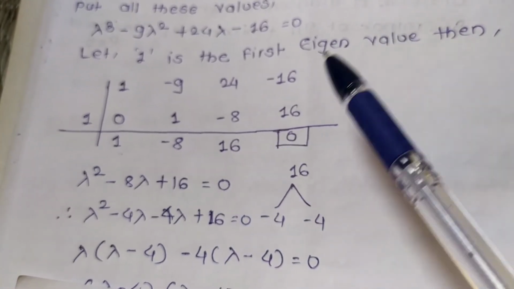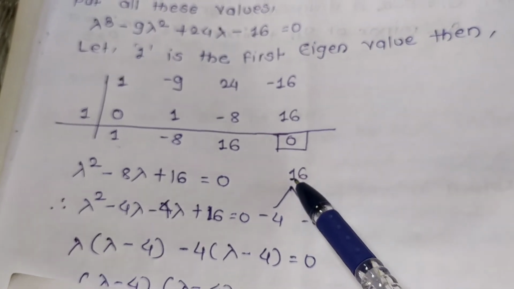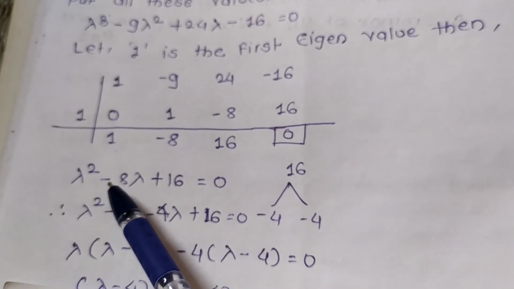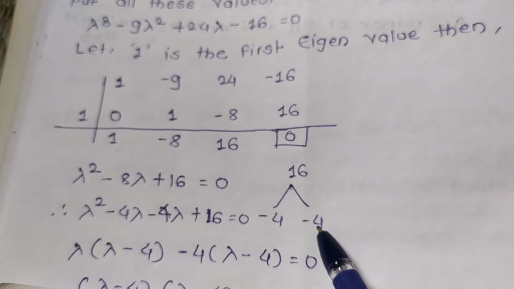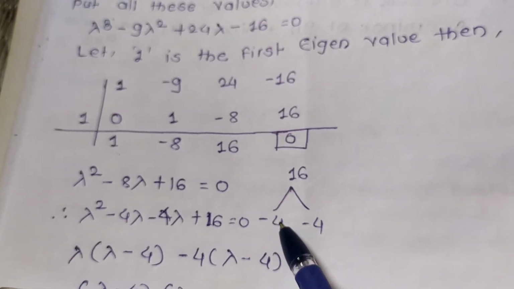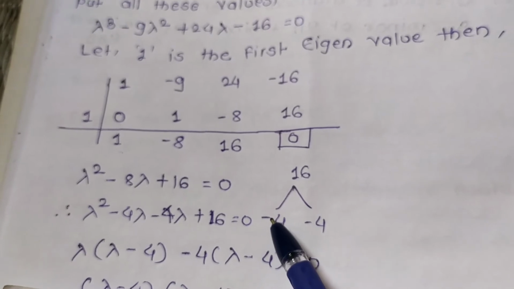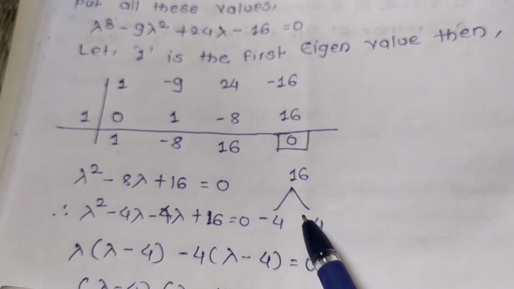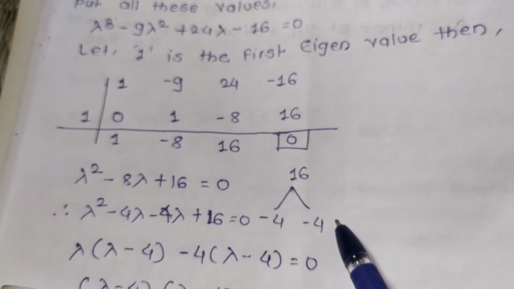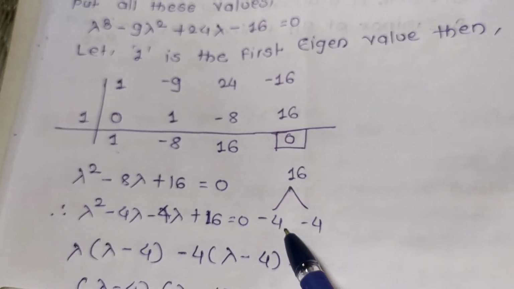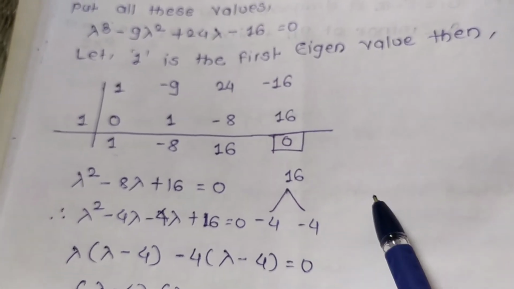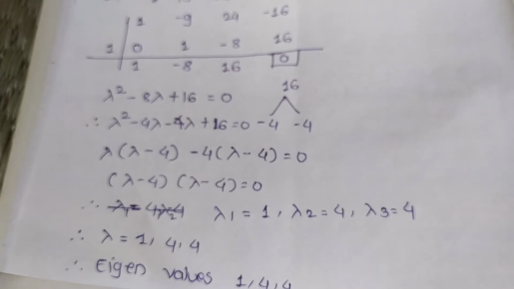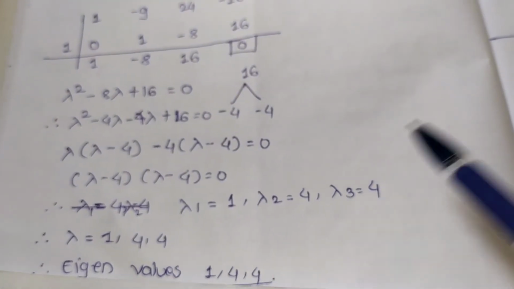This calculation is easy. The product is positive and the addition is negative, so minus 4 and minus 4, because the product is positive and the addition is negative. Minus 4 minus 4 gives minus 8, then lambda minus 4 is equal to 0, so lambda is equal to 4 and lambda is equal to 4, and the first value lambda is equal to 1, which we considered. So the eigenvalues are 1, 4, 4.